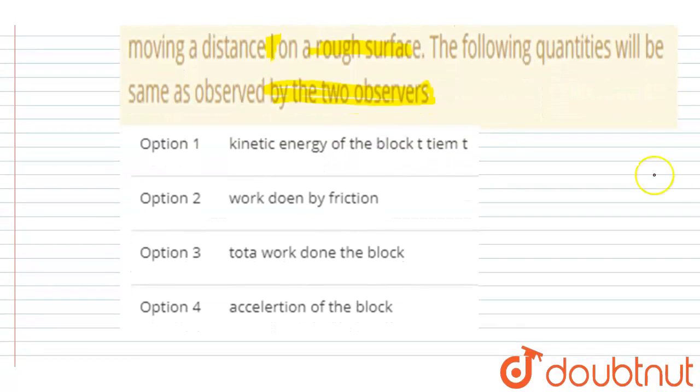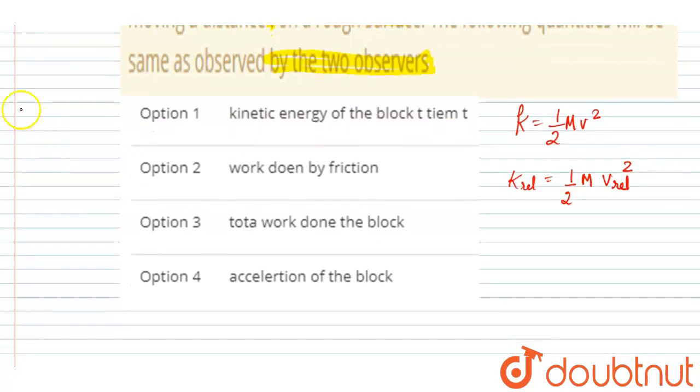So let's see one by one. Let us first see kinetic energy. We know that the kinetic energy is half m v square. The mass is independent of frame, it is an absolute physical quantity, but the velocity of any object depends on frame. So the relative kinetic energy will be equal to half m v relative whole square.